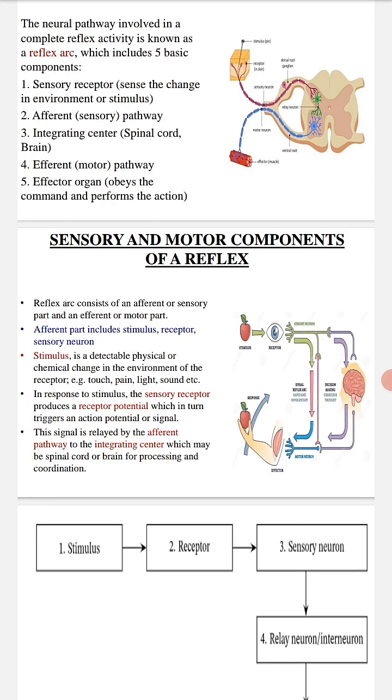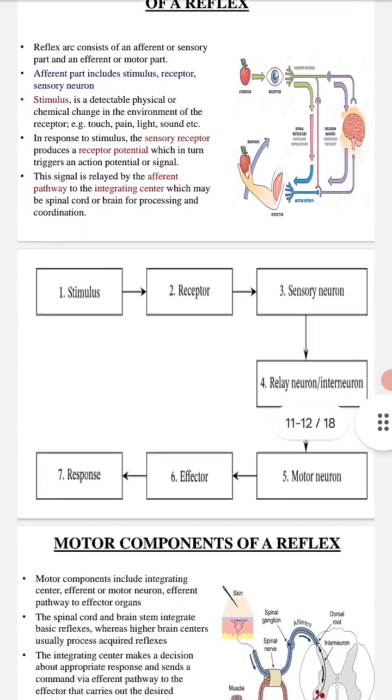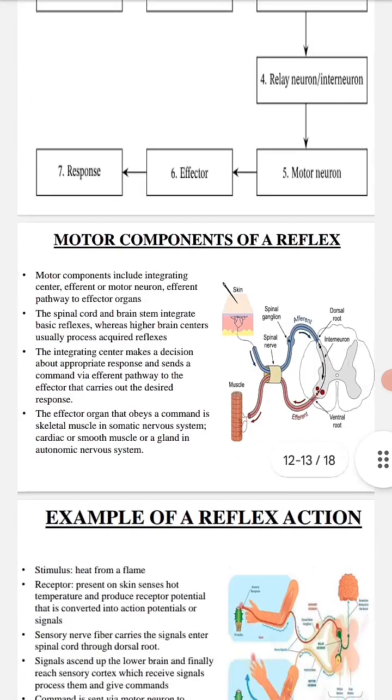for processing and coordination. This is the diagrammatic presentation of how stimulus is received by the receptor, which is passed to the sensory neuron. Then it is processed to the relay neuron or interneuron. Then further information is sent to the motor neuron, which further sends the information to the effector organ, and then the response is initiated.